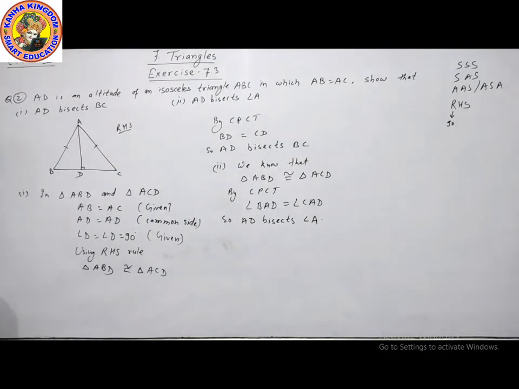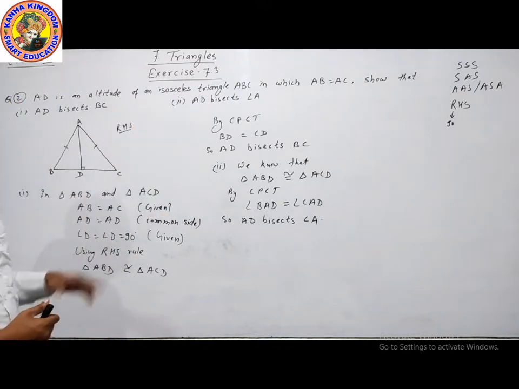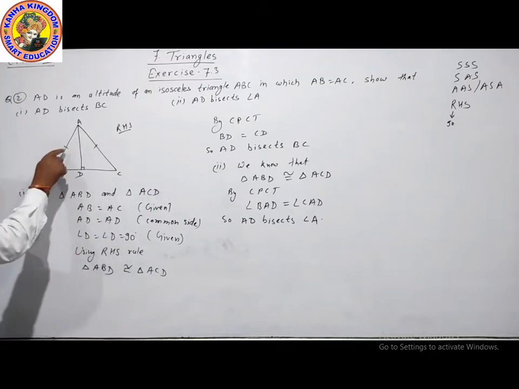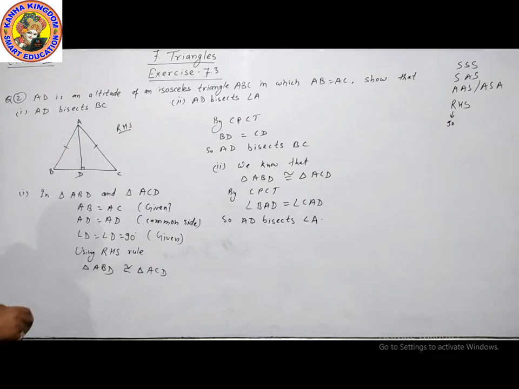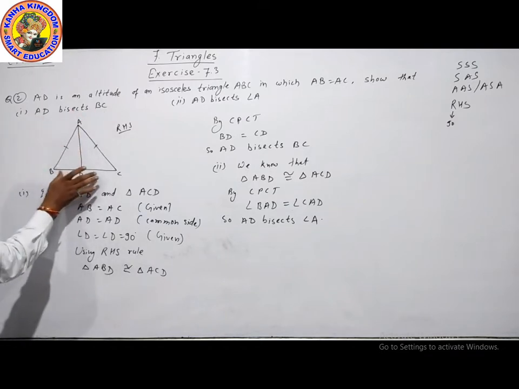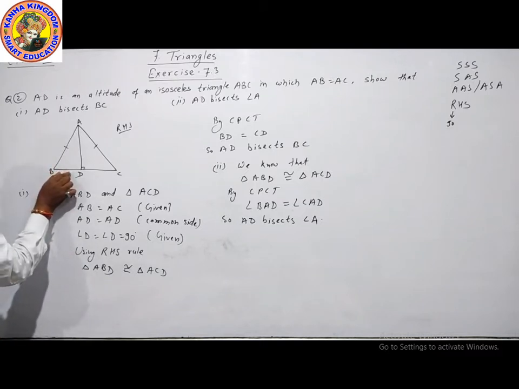So let's take it from the beginning of this question. AD is an altitude. Altitude means perpendicular line of an isosceles triangle ABC. Isosceles triangle means two sides are equal. Given that AB is equal to AC. So the first question is AD bisects BC. BC means divide into two equal parts. We have to prove that BD is equal to CD.